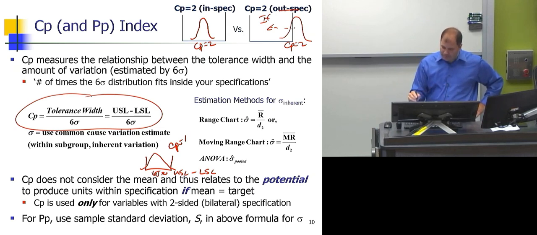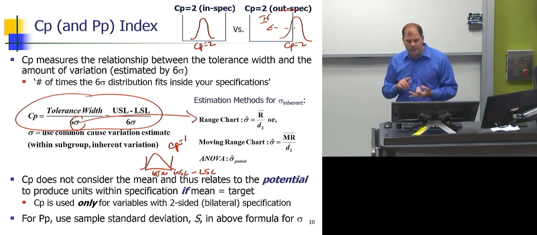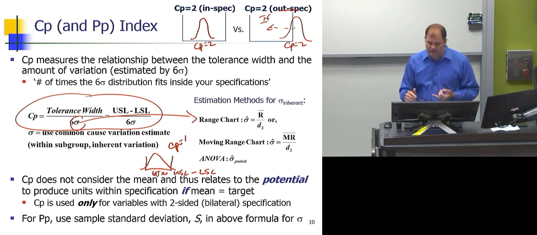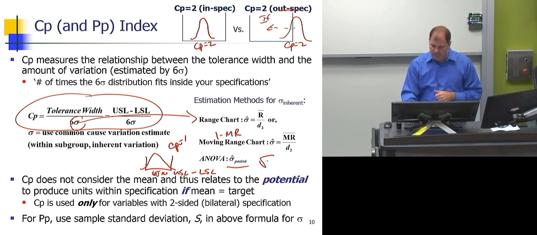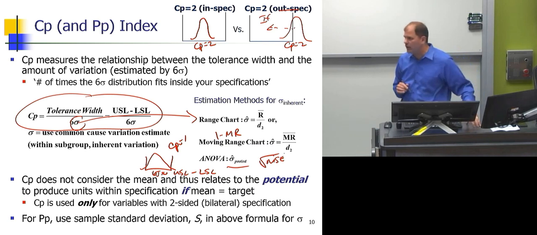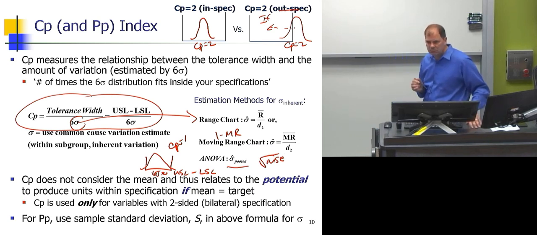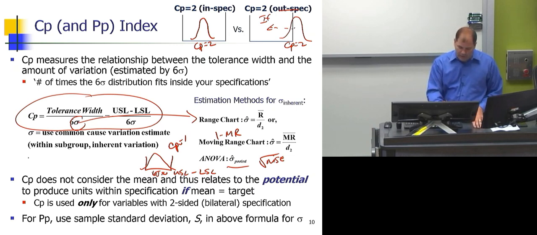Now, where do I get sigma from? If it's a CP formula, I either use R bar over D2, MR bar over D2 if it's an IMR chart, or if I use ANOVA, I use the sigma pooled. If you remember from a statistics class, that's the square root of the mean squared error. You remember that at all, or kind of, maybe? All right. We'll let software make these calculations for us. When I do PP, the only thing I'm going to do is divide by 6 times the sample standard deviation.